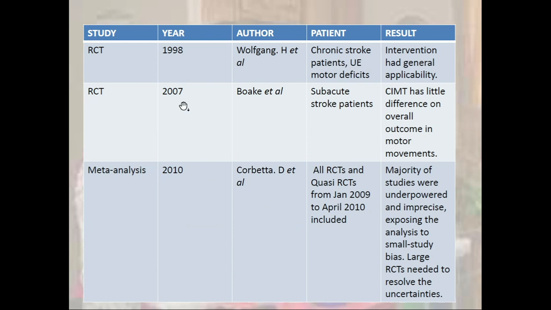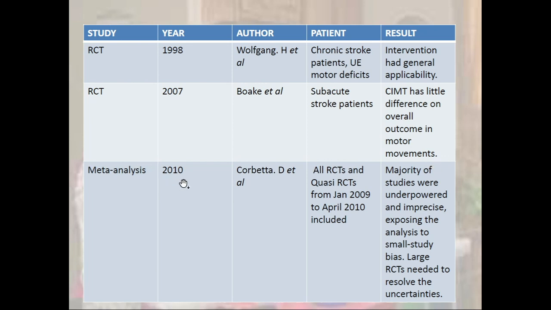When another RCT was done in 1998, where they took patients of chronic stroke with upper extremity motor deficit, they found the result of the intervention was of general applicability. When the RCT was done in 2007, where subacute stroke patients were taken, the CMT has shown little difference on overall outcome in the motor impairments.